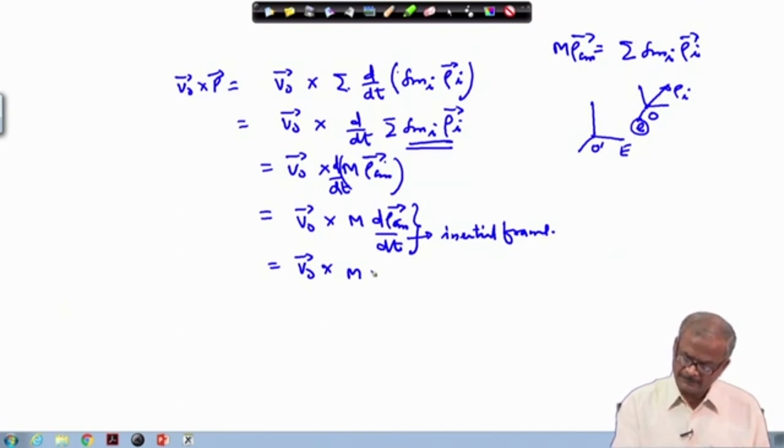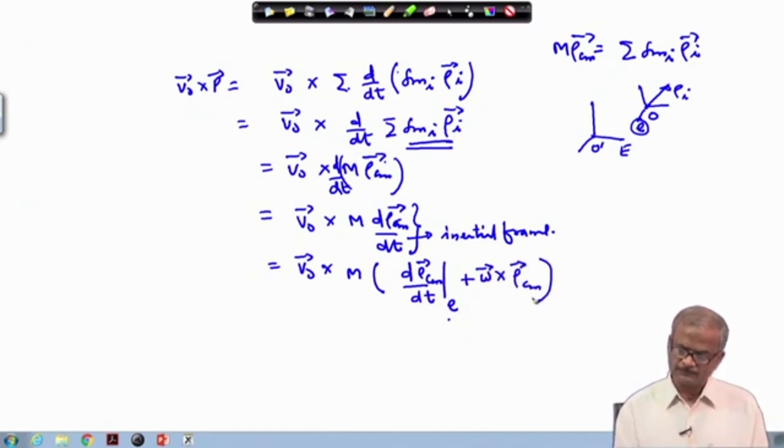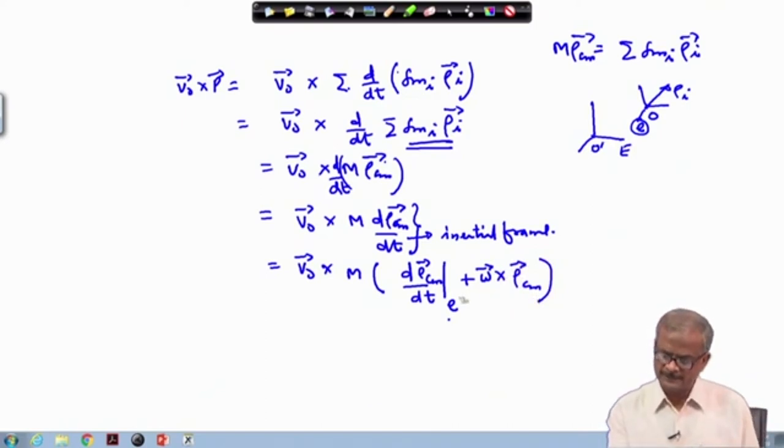Okay. And if we have a rigid body, say for any body, we can write it something like this: d rho c m by d t with respect to the body frame, which we have indicated by E, plus omega cross rho c m. This we have already discussed; this is the transport theorem in mechanics.